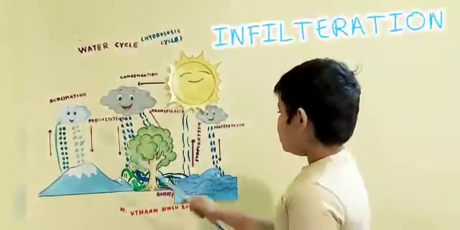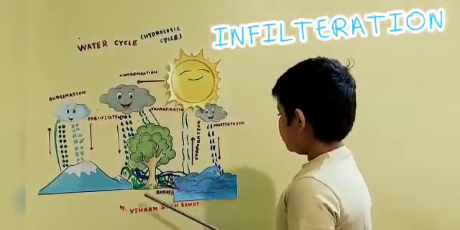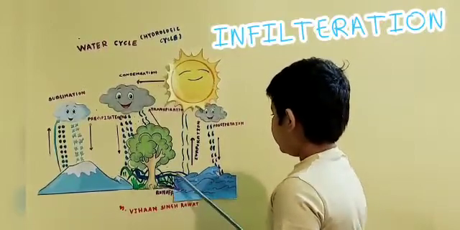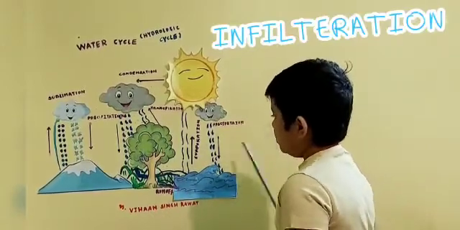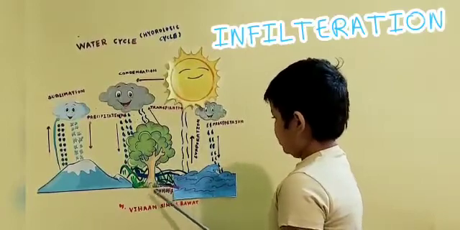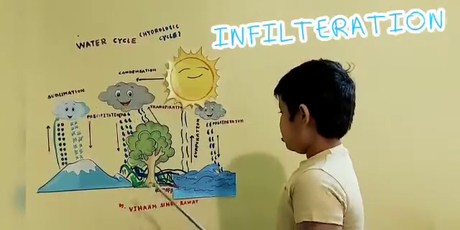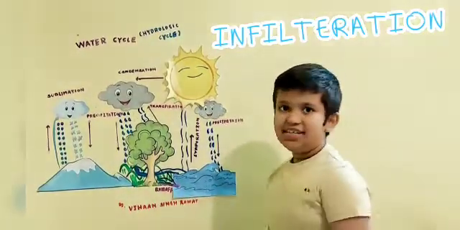So when this rainwater falls down, not all of it just runs off, combines into channels, and goes into rivers and then ultimately into seas or oceans. Some of that rainwater is absorbed by the trees' roots and seeps into the ground, and this is called infiltration.